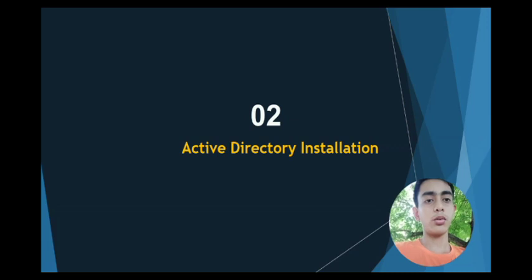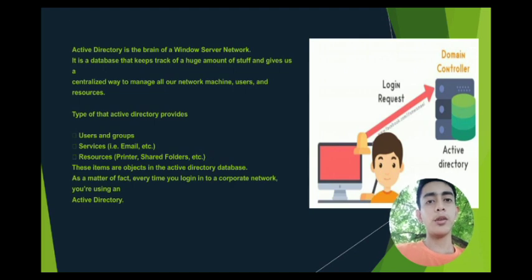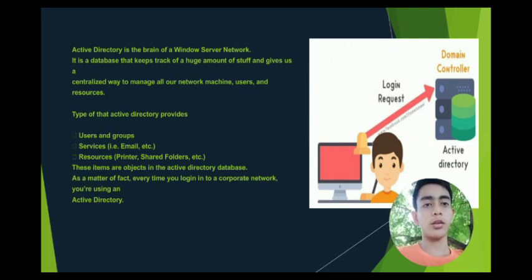So the number 2 topic is Active Directory installation. Active Directory is the brain of a Windows Server network. It is a database that keeps track of a huge amount of stuff and gives us a centralized way to manage all our network machines, users, and resources. Active Directory provides users and groups, services like email, etc., and resources like printers, shared folders, etc.